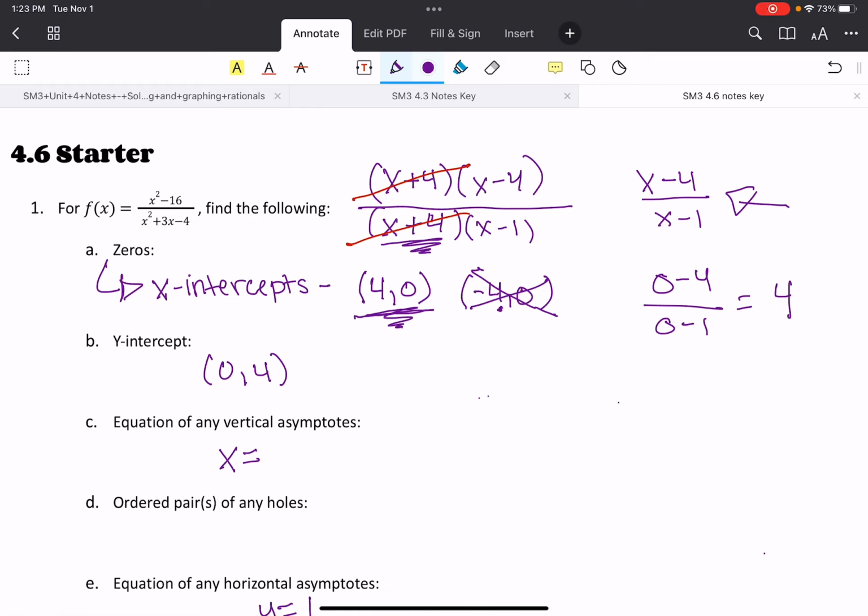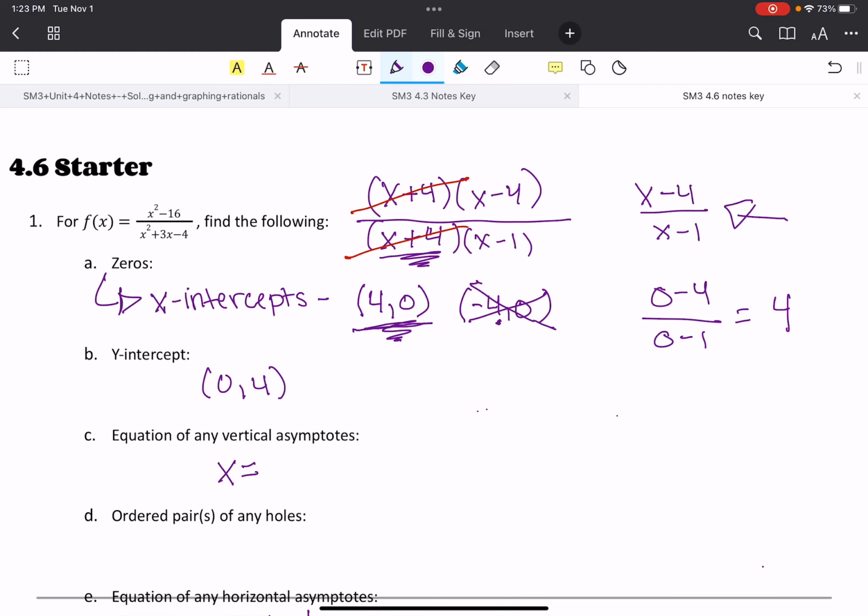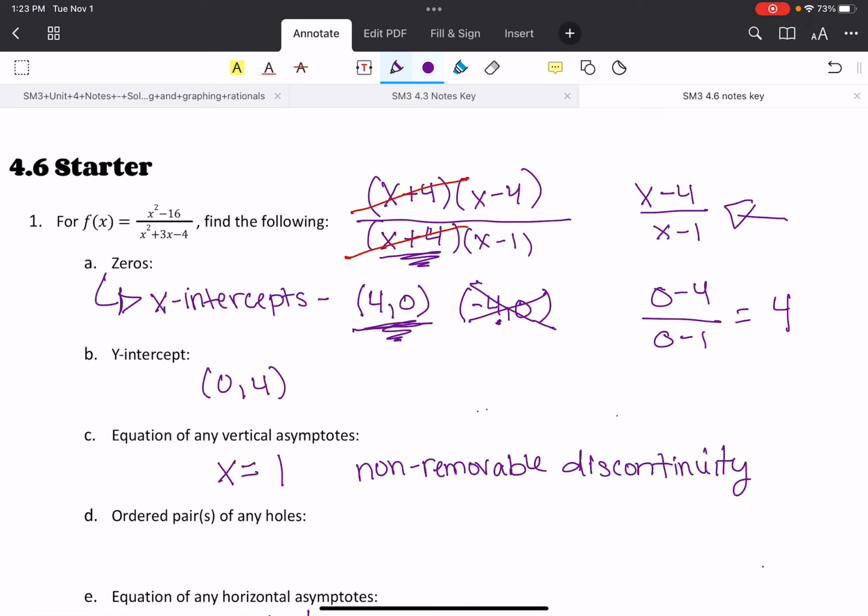Vertical asymptote, why was it 1? Is it because it didn't remove? Yes, it's x equals 1 because it was the non-removable discontinuity. It was the excluded value that we didn't reduce, because it cannot be removed or reduced. So that means that our other discontinuity was the removable one.